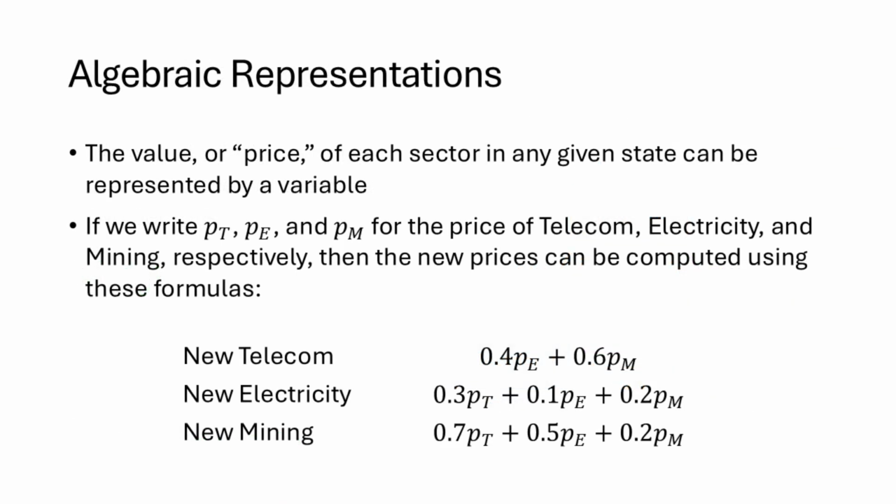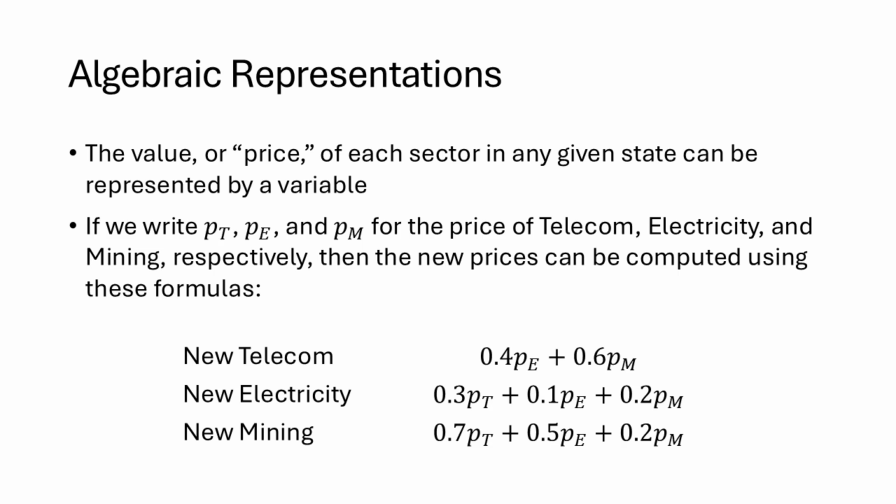Now, if we represent the value of each sector with a variable, so PT is the value of telecom, PE is the value, or price, we'll sometimes say, of electricity, and PM is the value of mining, then the new telecom, the new electricity, and the new mining can be represented by these formulas here. And this is exactly what we just did with the numbers, now just using variables.